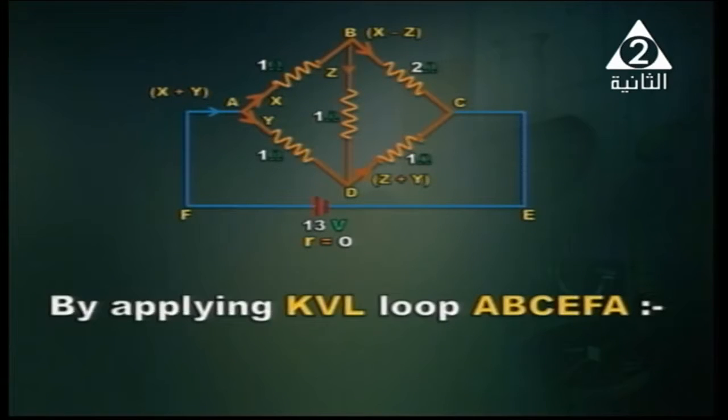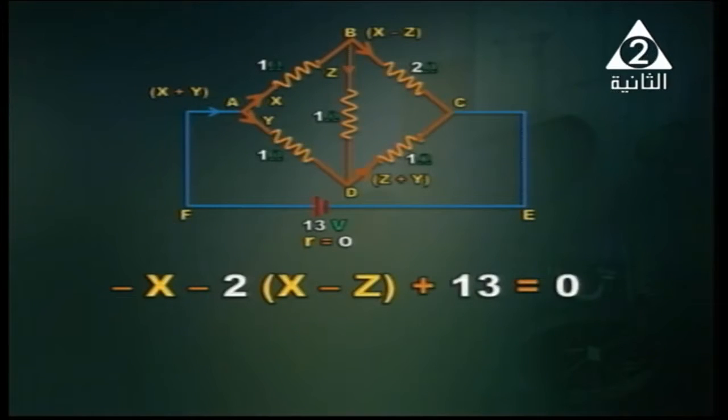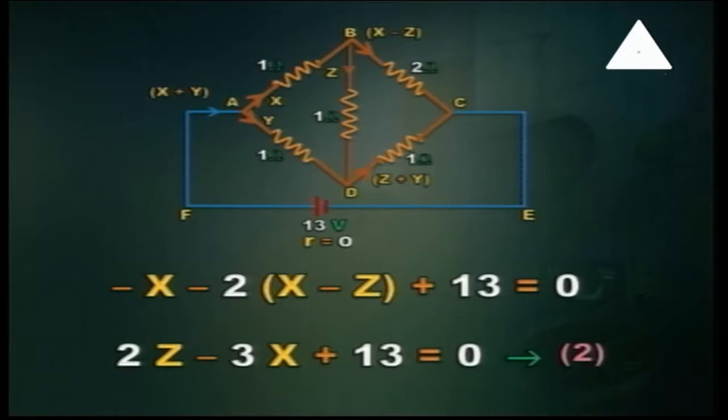Applying KVL, Kirchhoff voltage law, on loop ABCEFA. Okay. So we can say minus X minus 2 between two brackets X minus Z plus 13 equals 0. We'll rearrange this. So 2Z minus 3X plus 13 equals 0. And this is the second equation.